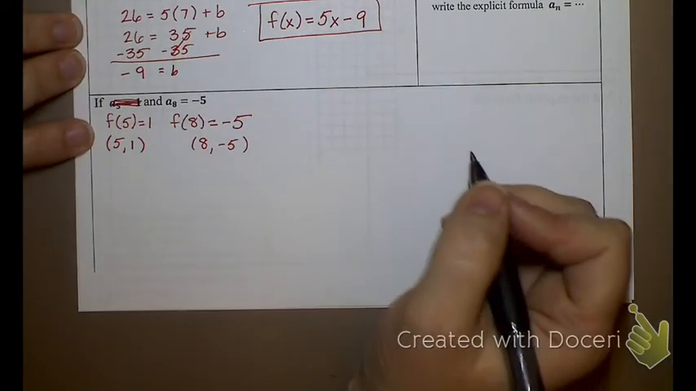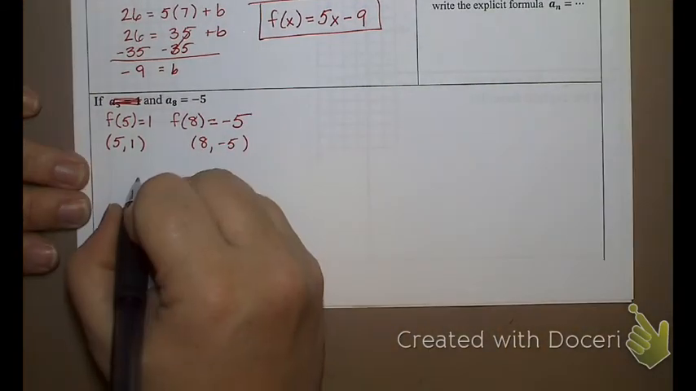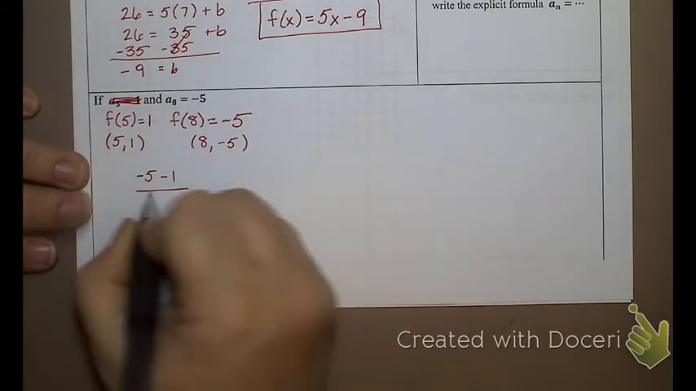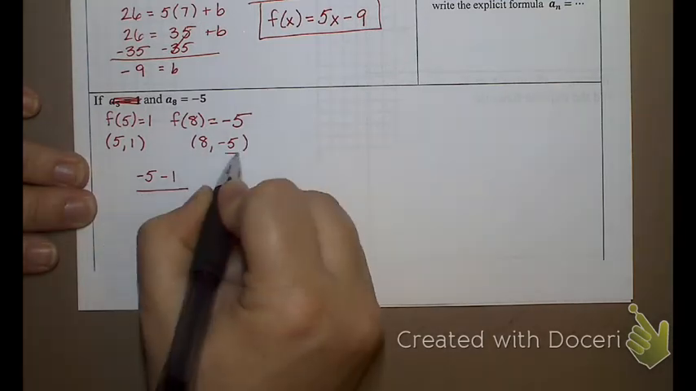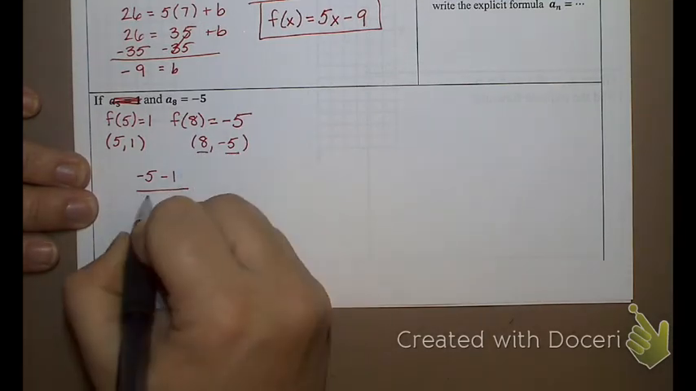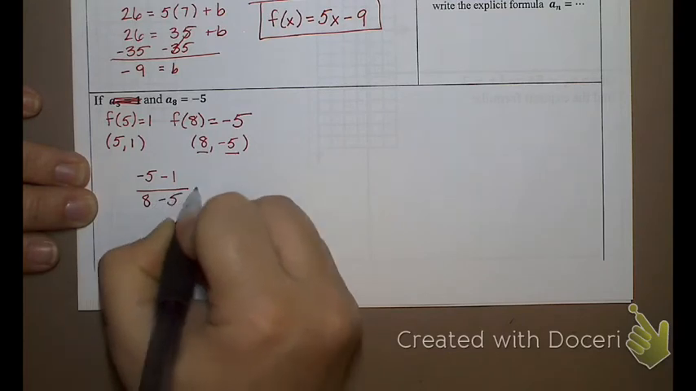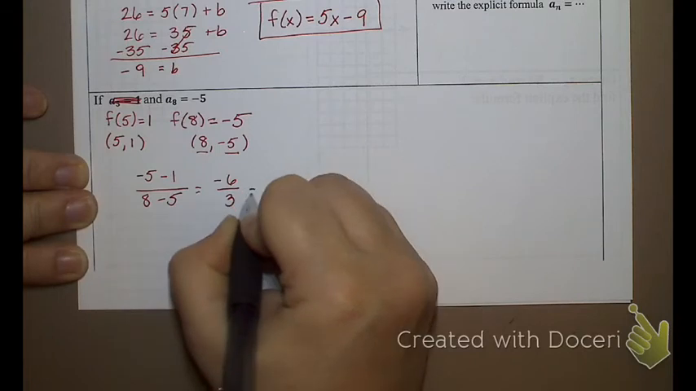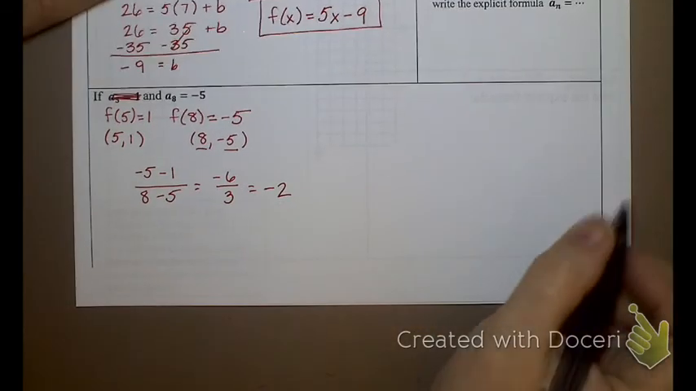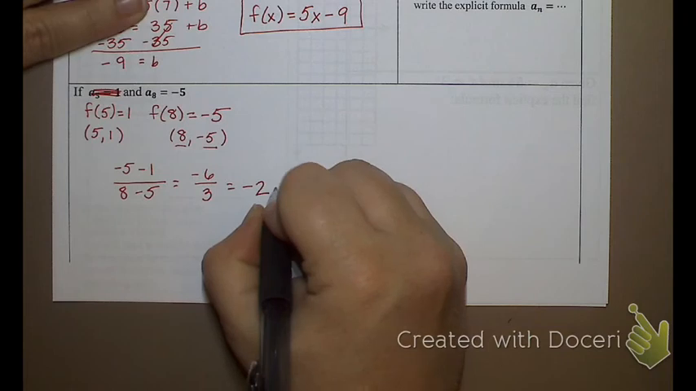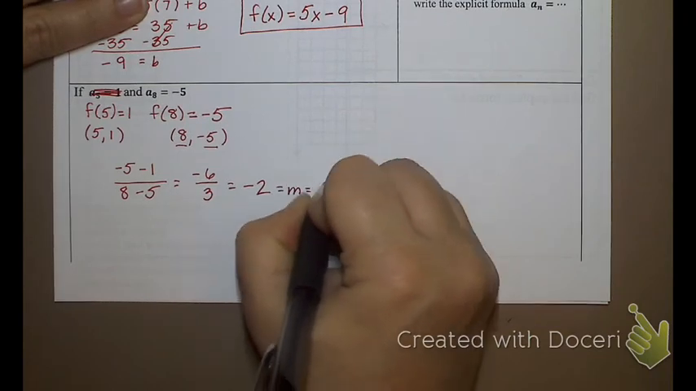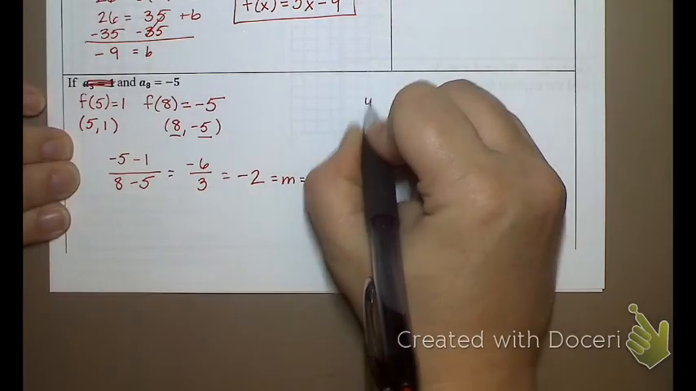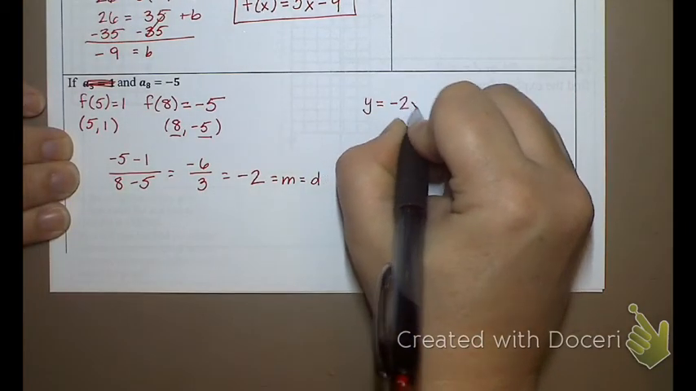Right? Now I use the slope formula. So I would have negative 5 minus 1 over what? I started at this one, so this has to be my first x value. And that gives me negative 6 over 3, which is negative 2. Is that what you got? Okay, so that is my m value, also known as my d value. Yeah? All right, so y equals negative 2x plus b.